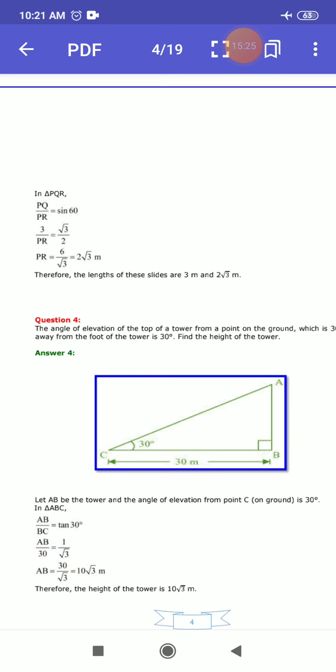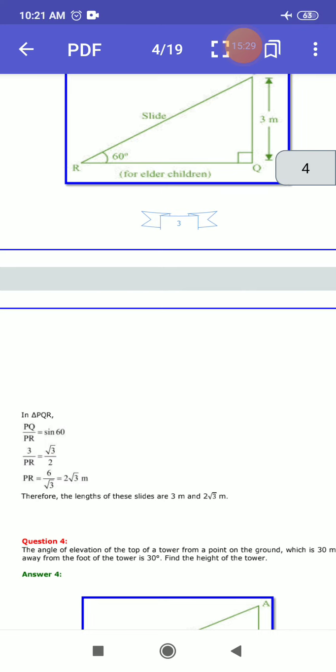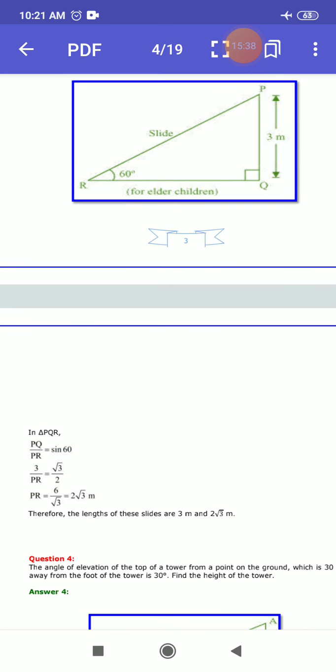So the same things you have to use here. Sin theta you have here, where the angle theta is 60. So you have to use sin 60 is equal to PQ upon PR, and then put the value of PQ, and the sin 60 value is √3 upon 2, and then find that PR is equal to 6 upon √3, that means 2√3. After using the cross multiplication method, you find the PR value.